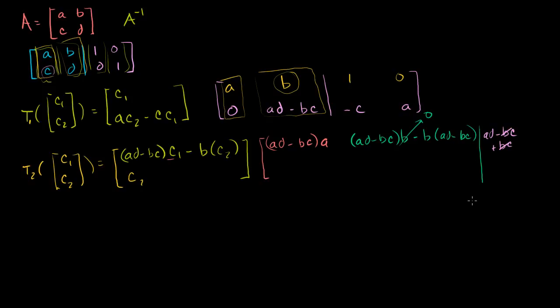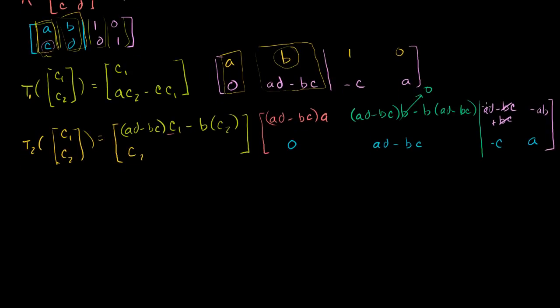You're just left with AD. And then this guy over here, you're going to have 0 times AD minus BC, which is just 0, minus B times A. So you have minus AB, just squeezed it in there. And we know that our second row just stays the same in this transformation. So we had a 0 here, we're still going to have a 0. We had an AD minus BC, we'll still have an AD minus BC. We had a minus C, and we had an A.